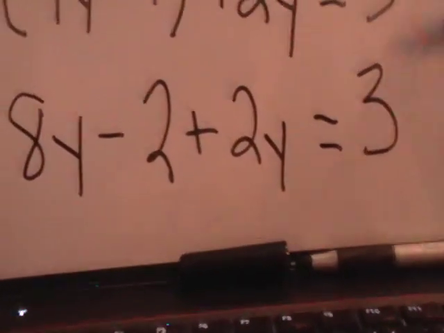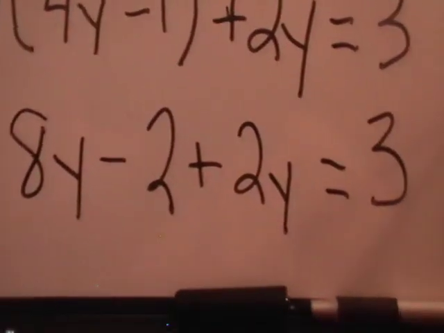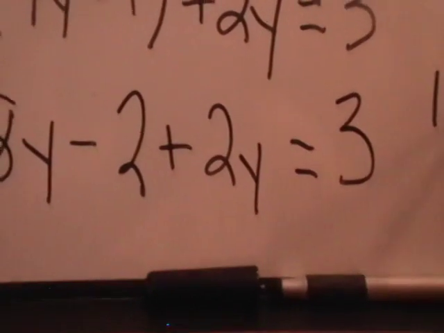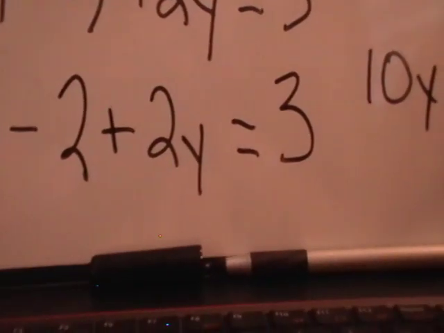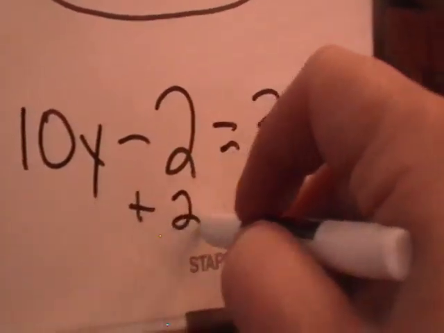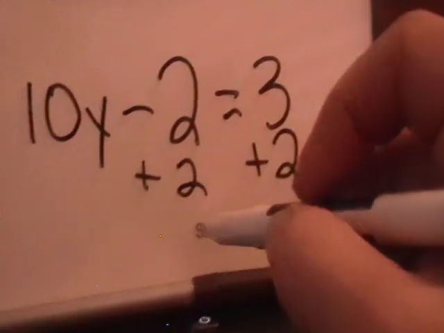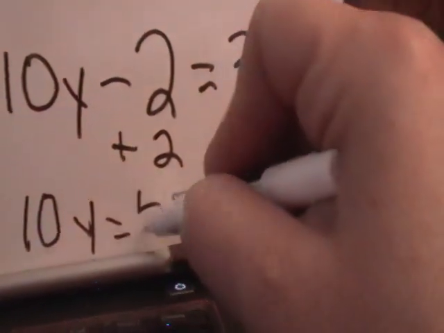equals 3. Now I'm going to put all my like terms together, and I'm going to have 10y minus 2 equals 3. Add the 2, add the 2, and I have 10y equals 5.